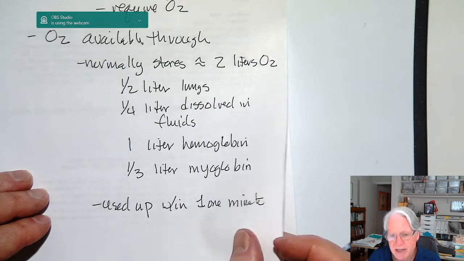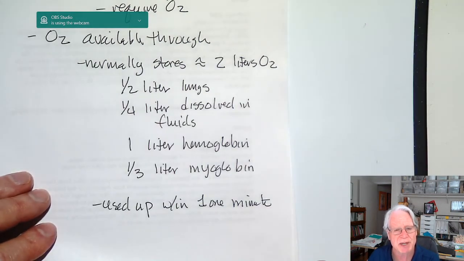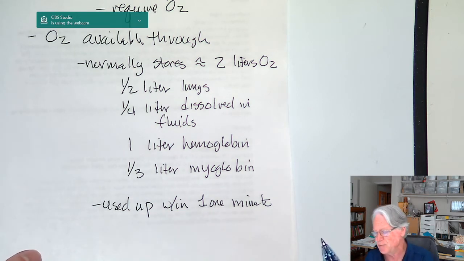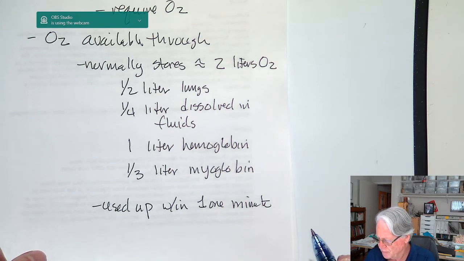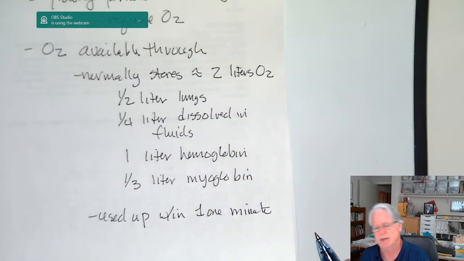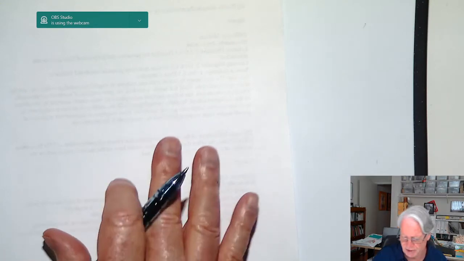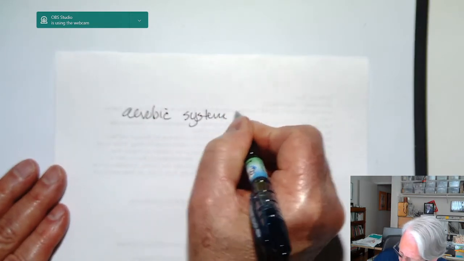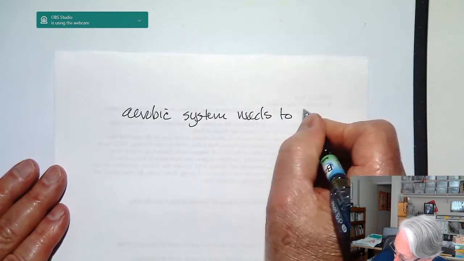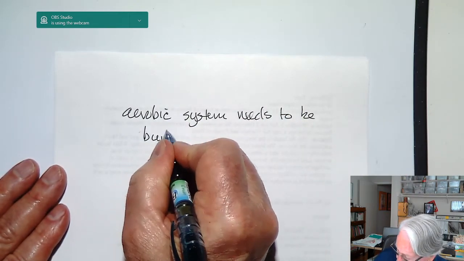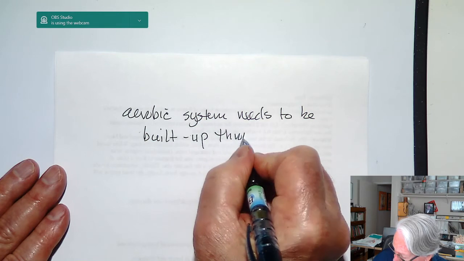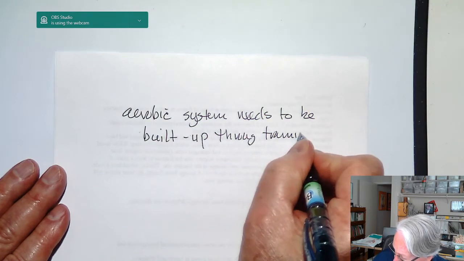So you can improve your ability to maximize oxygen. You can build up your ability to utilize oxygen more efficiently if you are involved in aerobic exercising. So let's take a little bit of a picture there and see what that's all about. So the aerobic system needs to be built up through training.